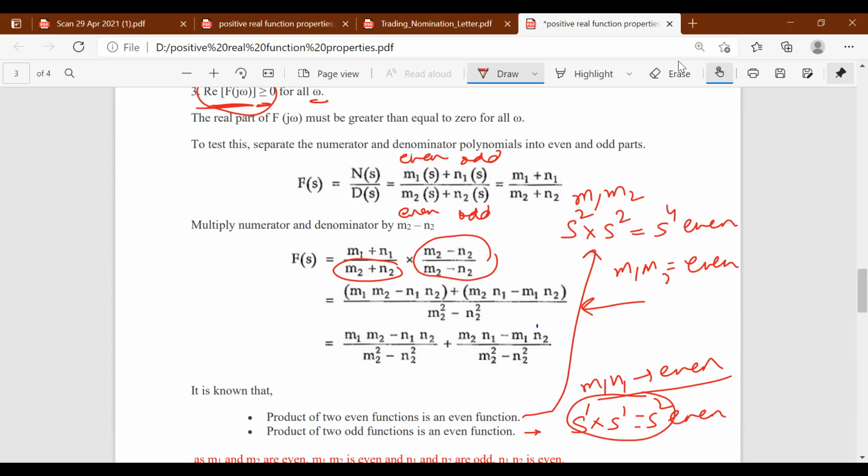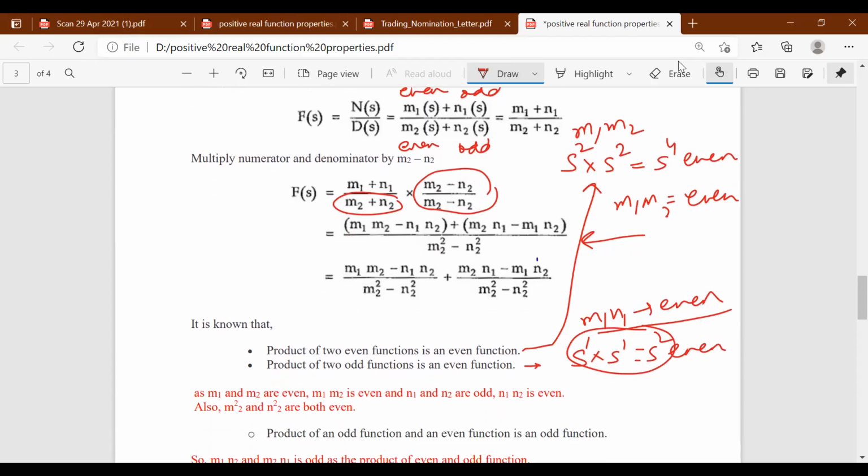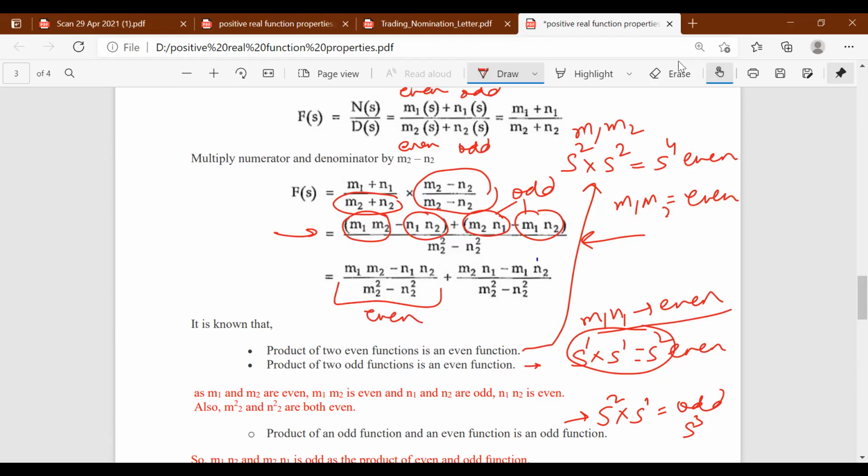So that means now I have to check what will be my even part and what will be my odd part. The third thing that you should see is that if an even function is multiplied with an odd function, only then the result is an odd function. You can see here that s cube is coming out to be odd. So when we have multiplied here, we know that m1 m2 will be even, n1 n2 will be even, while m2 n1 and m1 n1 are going to be odd. So we are going to separate it. This part will come out to be even, while this will come out to be the odd function.